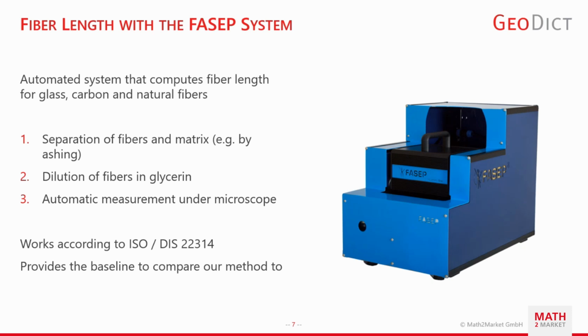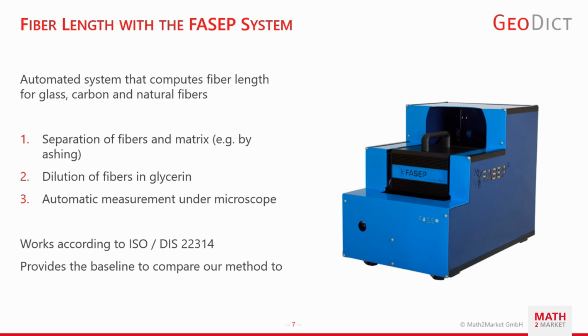So how can we determine the fiber length? Well, one method, of course, is experimentally based, and that was done also with the sample that we looked at earlier, using this FASAP system. For this system to work, you first of all have to somehow separate your fibers. So you ash the matrix in this case, burn it up.